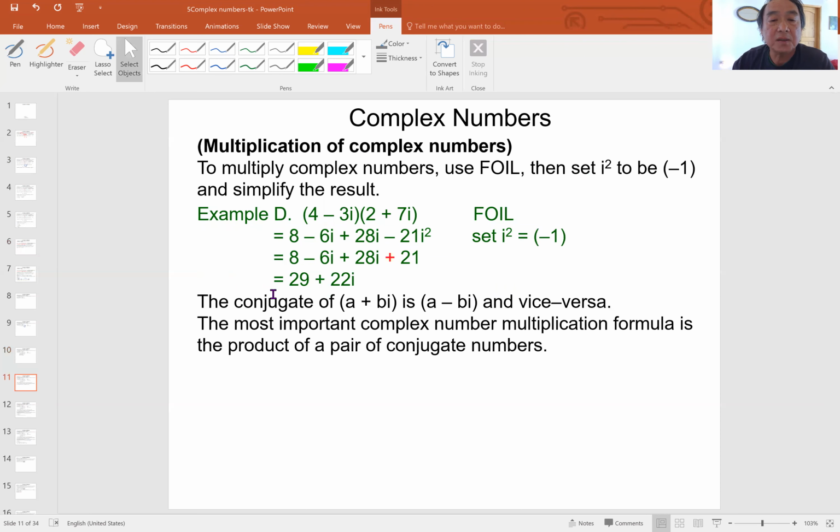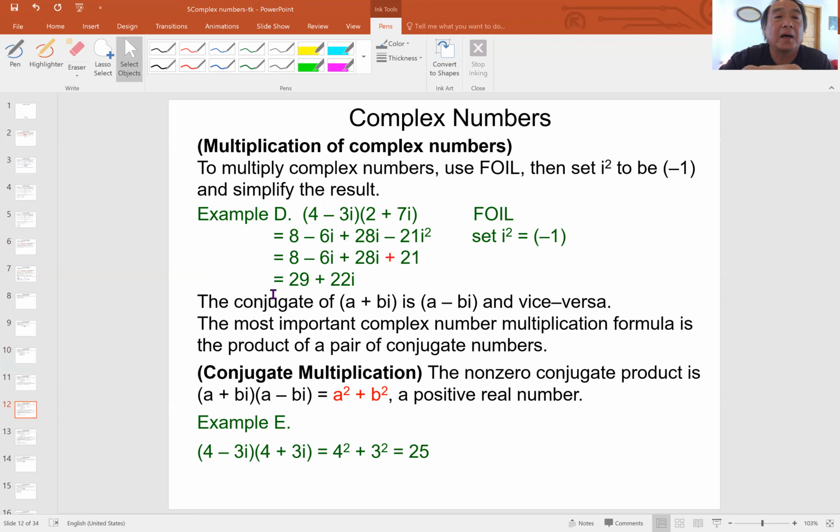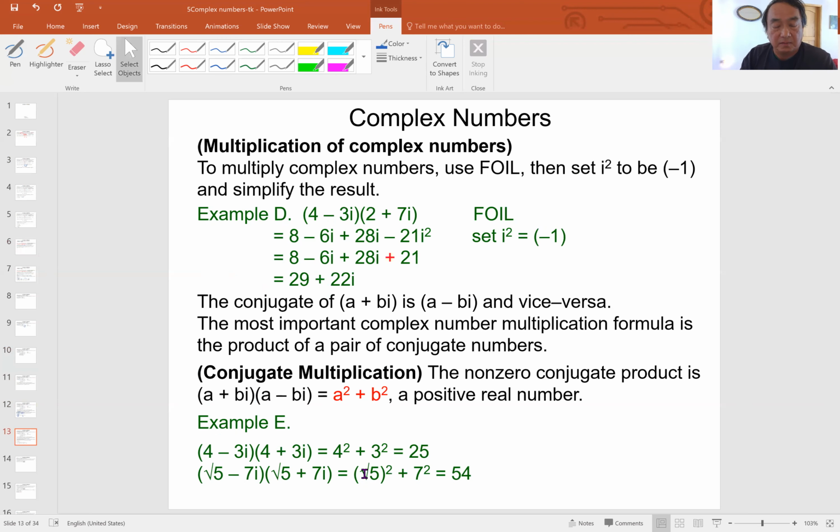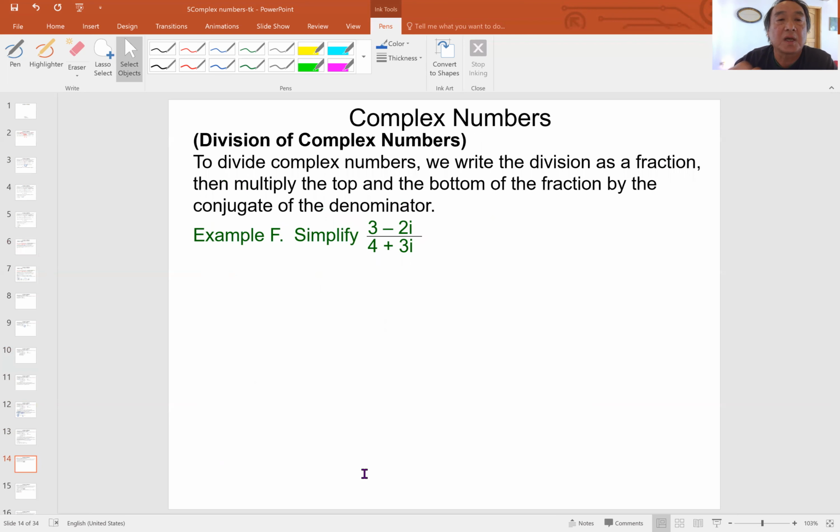We use conjugates to carry out multiplications. Here's how we do it. These, a plus bi and a minus bi, I call conjugate pairs. When we multiply conjugate pairs, we get the sum of the squares of the numbers, because i squared turns the minus into a plus. So the complex conjugate multiplication always gives a positive number.